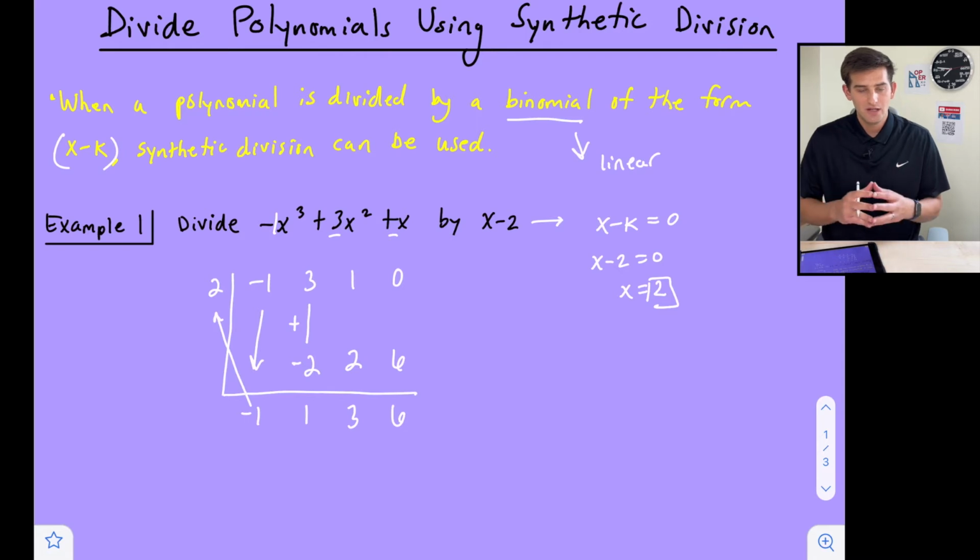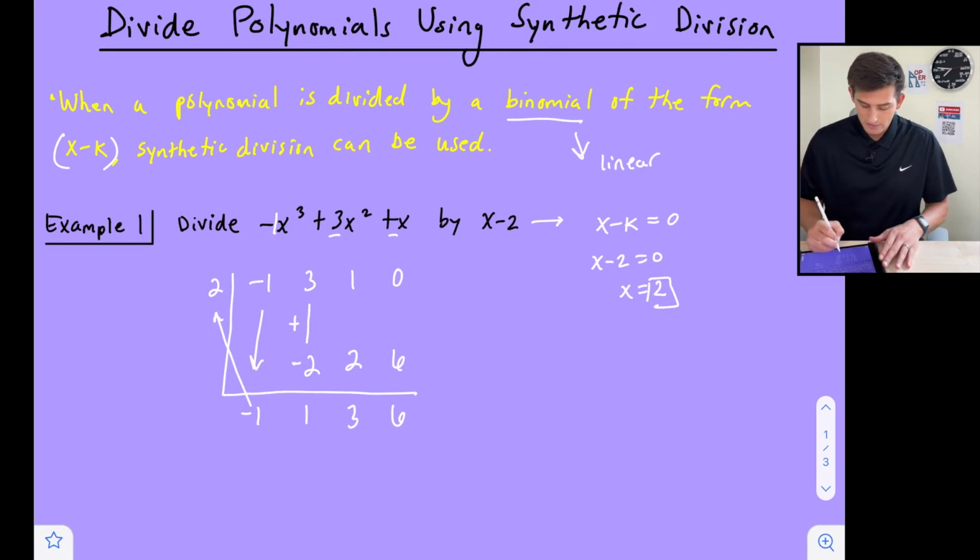Okay, and so now we have to interpret what we have. And so we're going to start on the right with the 6. The last number we have is our remainder. Then we're going to move to the left. That will be our constant term. As we move to the left, that will be our linear term. And then our -1 there will be our quadratic, or our x squared term.